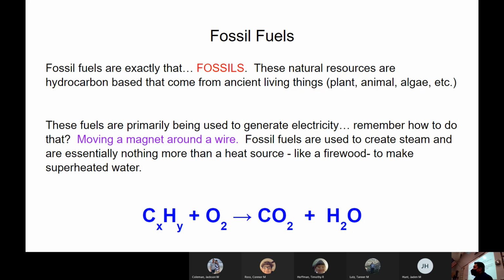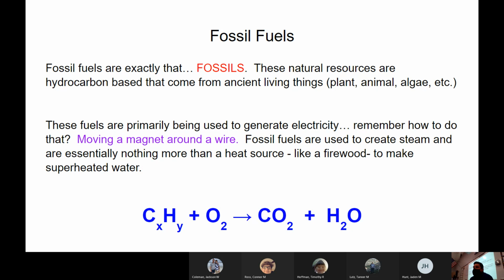Okay? And so fossil fuels such as coal, oil, gas, they are just firewood to heat up water. A lot of kids think that fossil fuels are making electricity, like without fossil fuel, you would have no electricity. No, we just got to figure out a better way to heat up gas or heat up water. That's all fossil fuels are doing. They're heating up water. Okay? And then that water is making a magnet move around a wire.